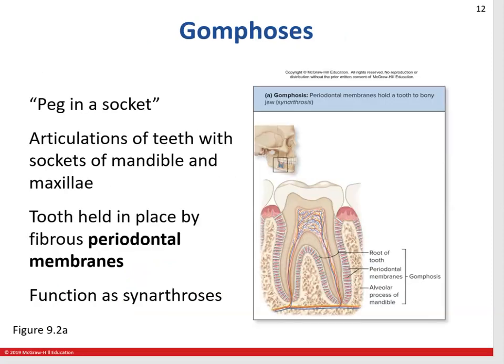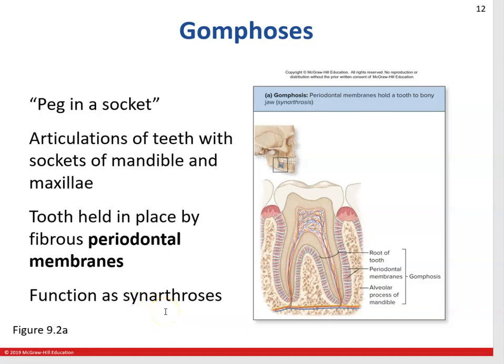So our gomphoses are the teeth. This is our only type of gomphosis. You can think of a tooth as a peg in a socket. And so the tooth is sitting in the socket inside the mandible or the maxilla, depending on whether it's a lower or upper tooth. And they're held in place by these little tiny ligaments that are called periodontal membranes. And so these are not movable typically, so they're synarthrotic.